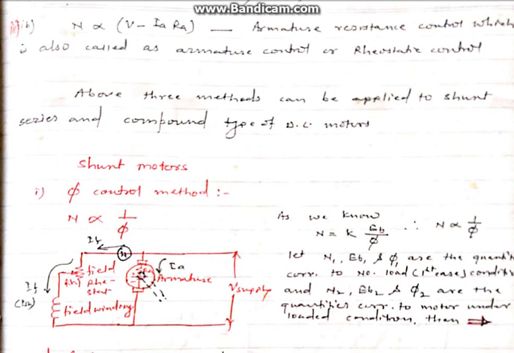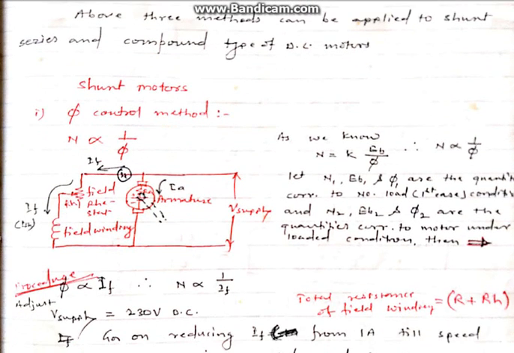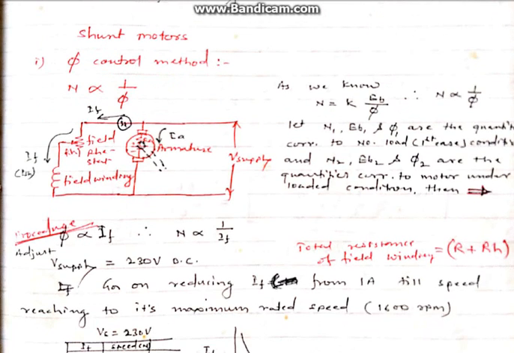The above methods can be implemented on shunt motors. As you know, in shunt motors both the windings, field winding and armature winding, are connected in parallel. So this is called a shunt motor. In the first method, the flux control method, a rheostat is introduced in the field winding, by which you can change the field current, and that changes the flux produced by the field winding. If you increase the resistance, that decreases the flux and that increases the speed.